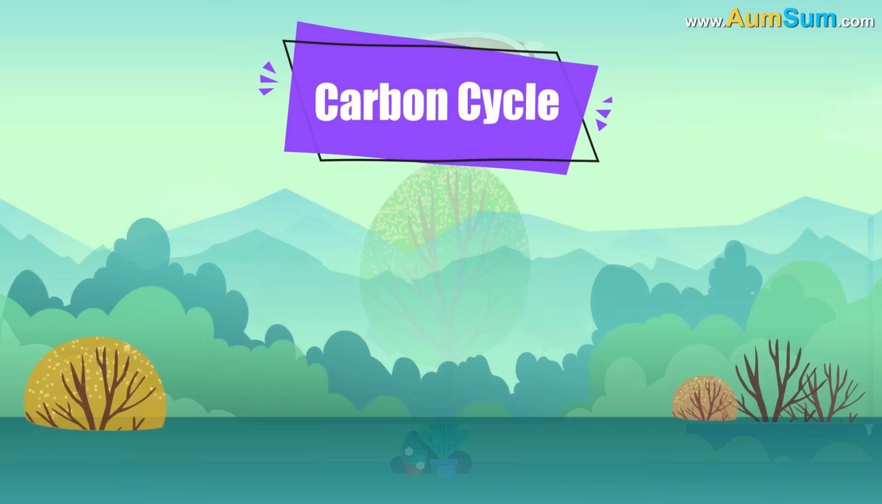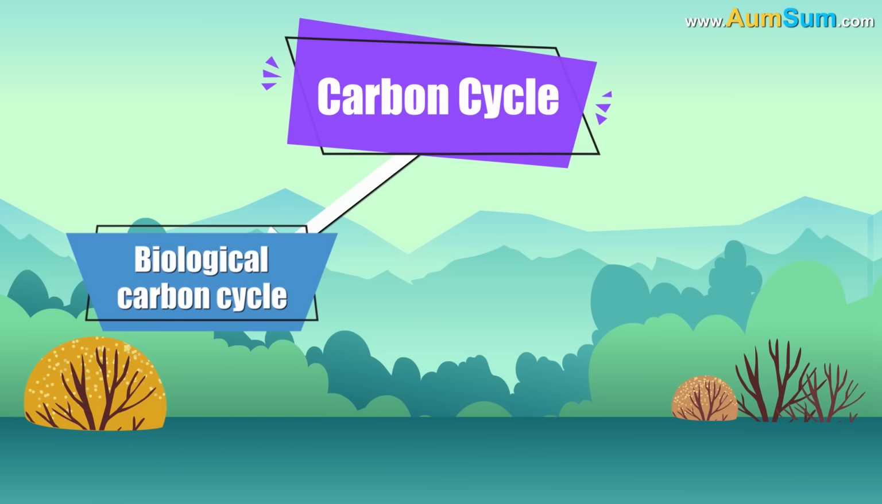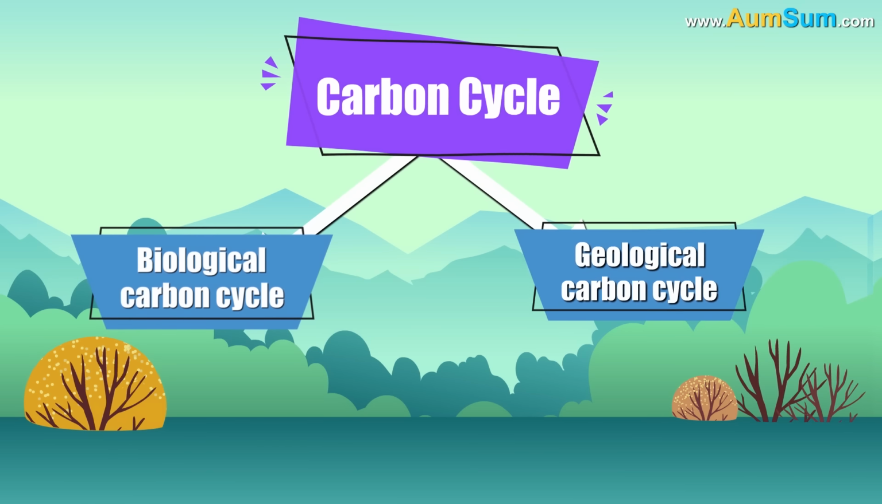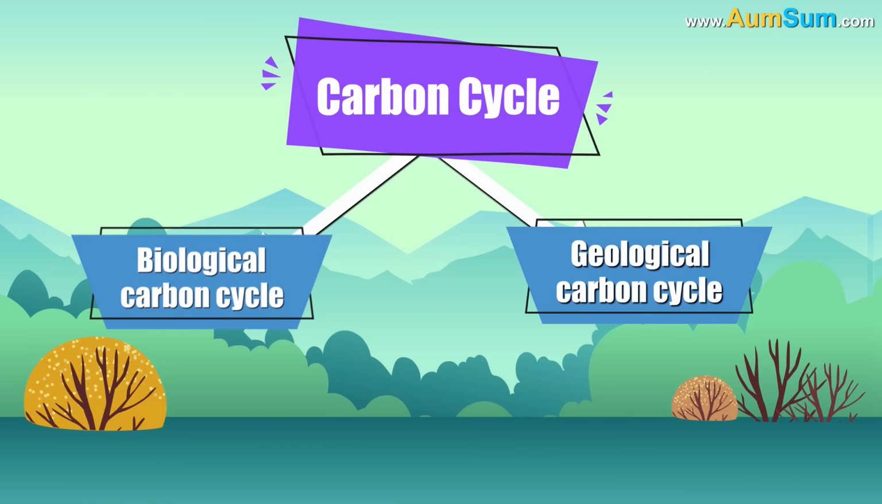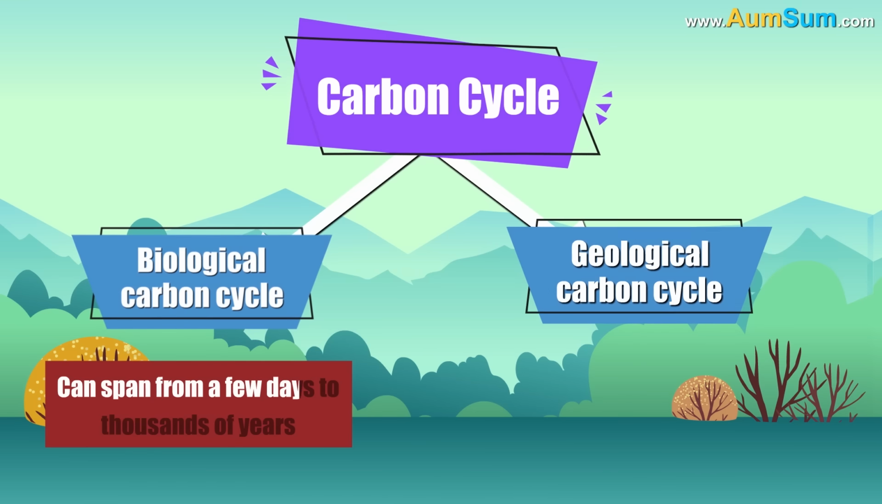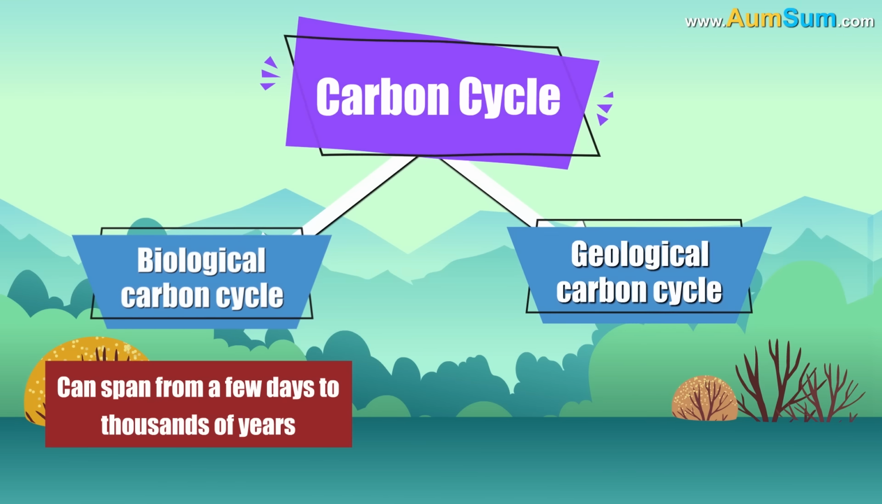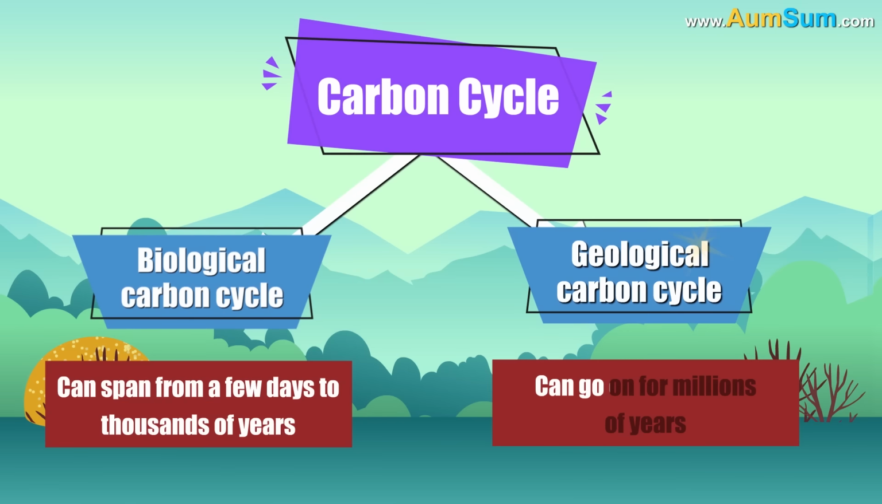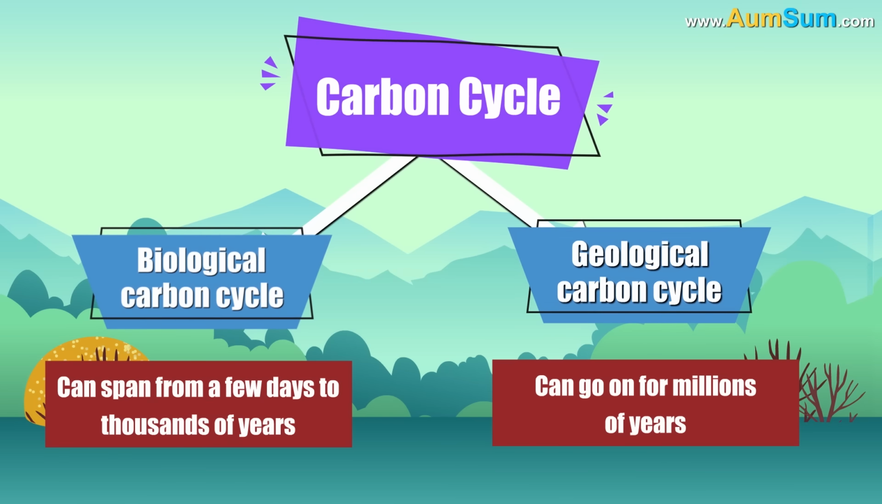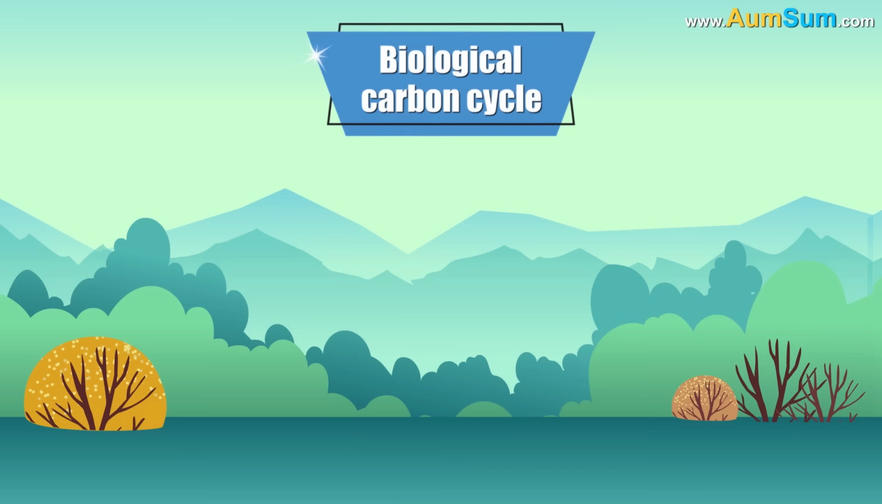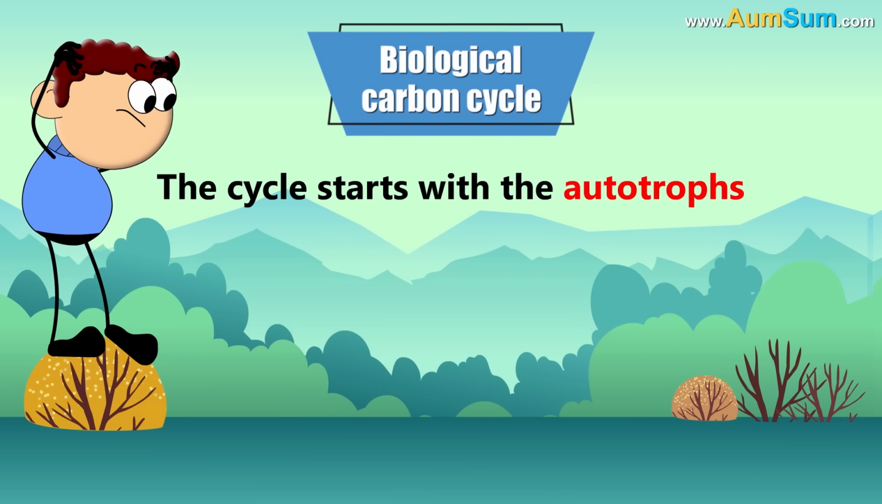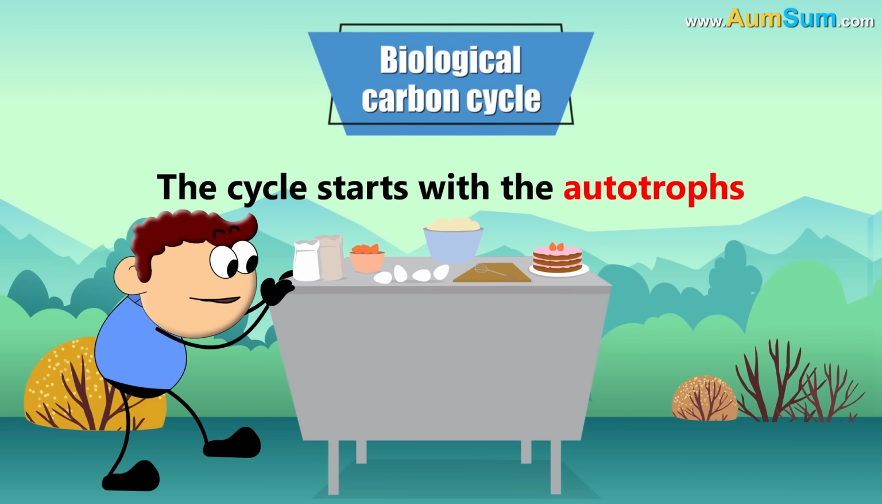Now, we can further divide this cycle into the biological carbon cycle and the geological carbon cycle. The biological cycle can span from a few days to thousands of years, while the geological cycle can go on for millions of years. Let's first talk about the biological carbon cycle. The cycle starts with the autotrophs. Who are they? The cool guys who can make their food.